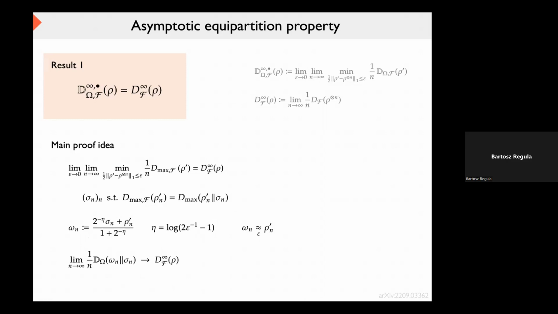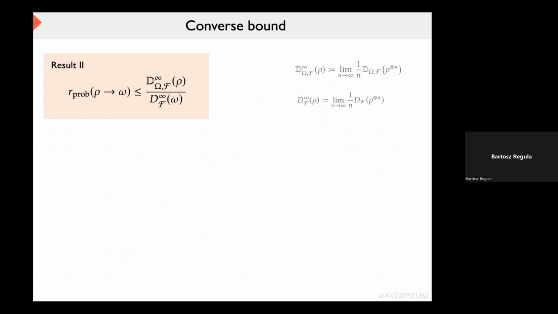Having established this, now we can finally go back to our probabilistic rates and establish general restrictions on these asymptotic rates. So our result on the converse bound is that every transformation rate in this probabilistic setting, so using any probabilistic protocols, is upper bounded by the ratio of the regularized projective relative entropy and the regularized quantum relative entropy, the omega relative entropy.